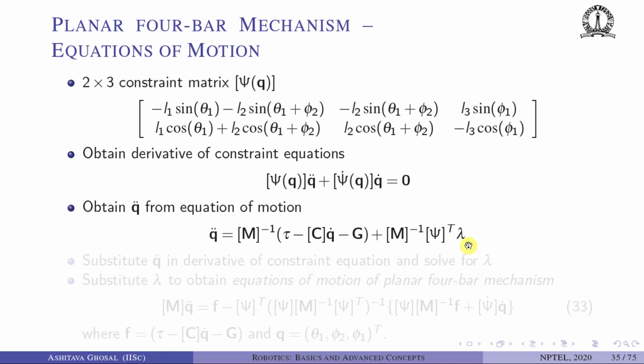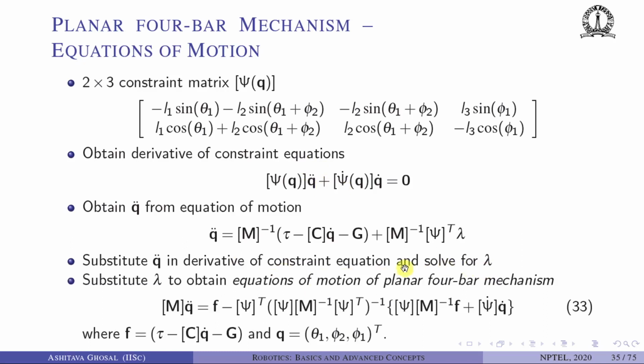So you can substitute q double dot in the derivative of the constraint equation here and solve for lambda. Then substitute back lambda to obtain the equation of motion for the planar 4-bar, which is M q double dot is equal to F minus psi transpose times this complicated expression of psi and M inverse and so on, and then another term, which is psi M inverse F plus psi dot q dot. So psi here represents the 2 by 3 constraint matrix, and F is the tau minus C q dot minus G.